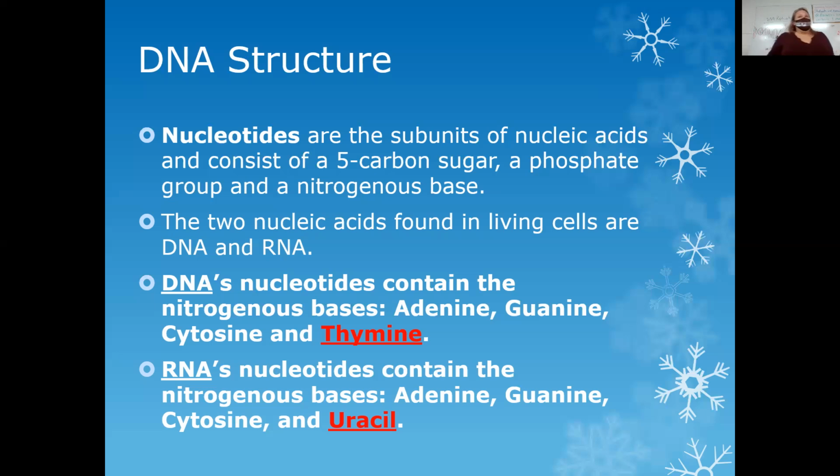And then we have RNA. RNA has 1 different nitrogenous base than DNA does. So adenine, guanine, and cytosine are the same, but instead of T's, they have U's, okay? U is for uracil, and those are specific to RNA, okay? So there's 2. Yeah, you have a question?